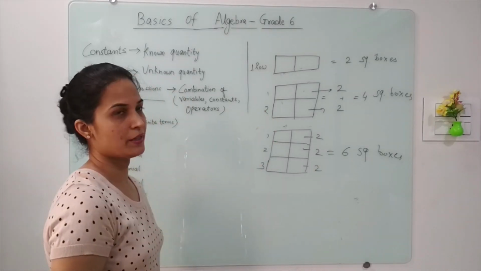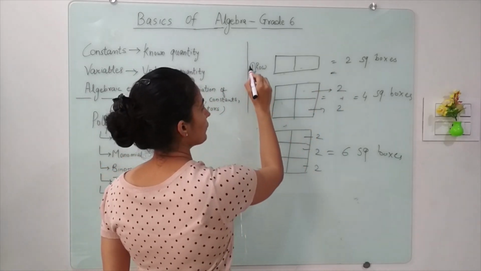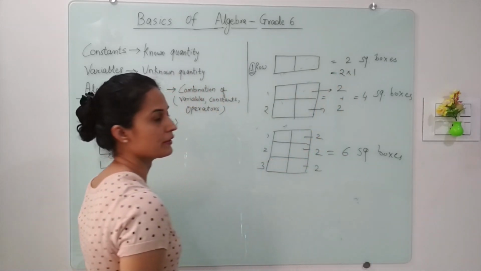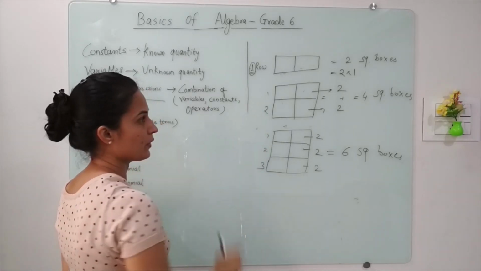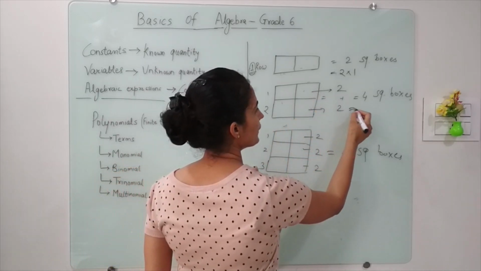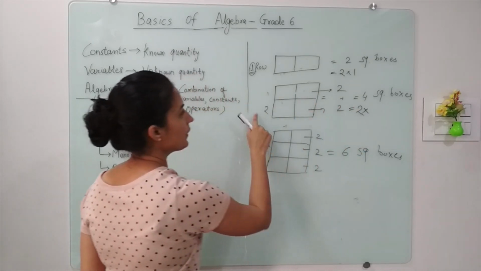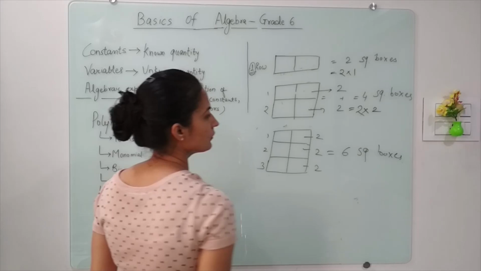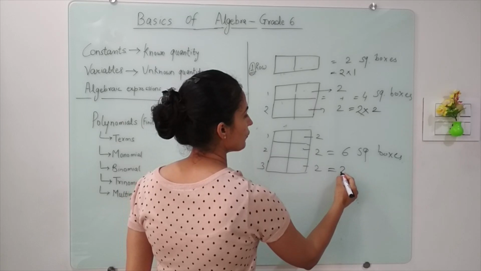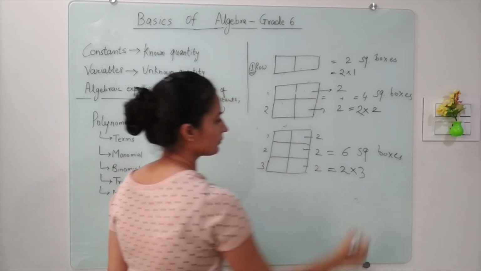What kind of rule is getting formed here? Again, there is only one row. In each row there are 2 square boxes. I can write it as 2 into 1. Here there are 2 square boxes, two rows, and a total of 4 square boxes. The rule that I can write is 2 square boxes in each row multiplied by the number of rows. Similarly here the rule is 2 square boxes for each row multiplied by the number of rows.